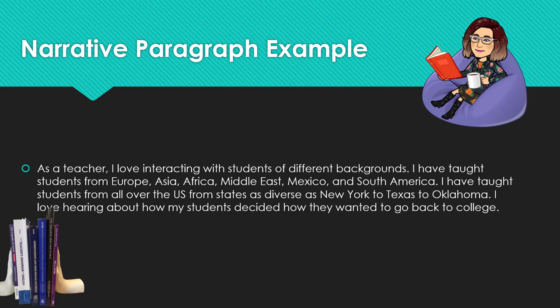And now the next 5 supporting sentences have to support that topic sentence. So that means that the rest of this 7-sentence paragraph has to talk about why I became a teacher and why I love interacting with students of different backgrounds. So you want to back up that topic sentence. I have taught students from Europe, Asia, Africa, Middle East, Mexico, and South America. I have also taught students from all over the U.S., from states as diverse as New York to Texas to Oklahoma. I love hearing about how many of my students decided how they wanted to go back to college.